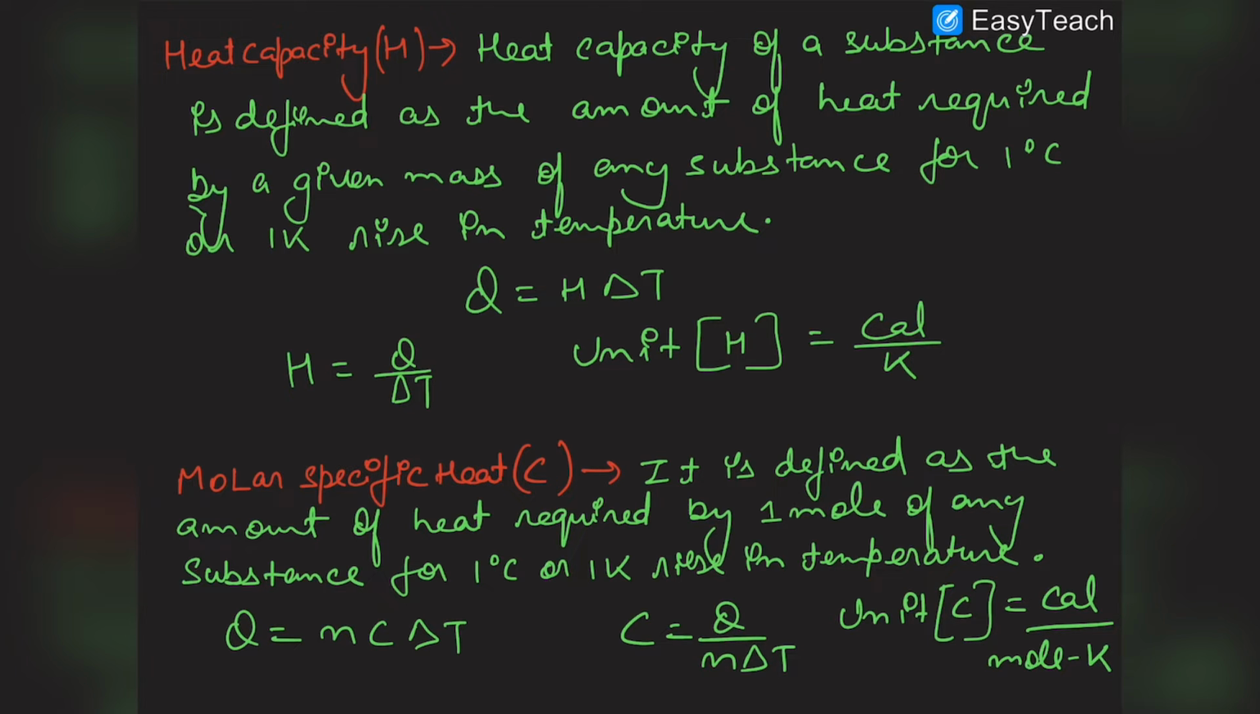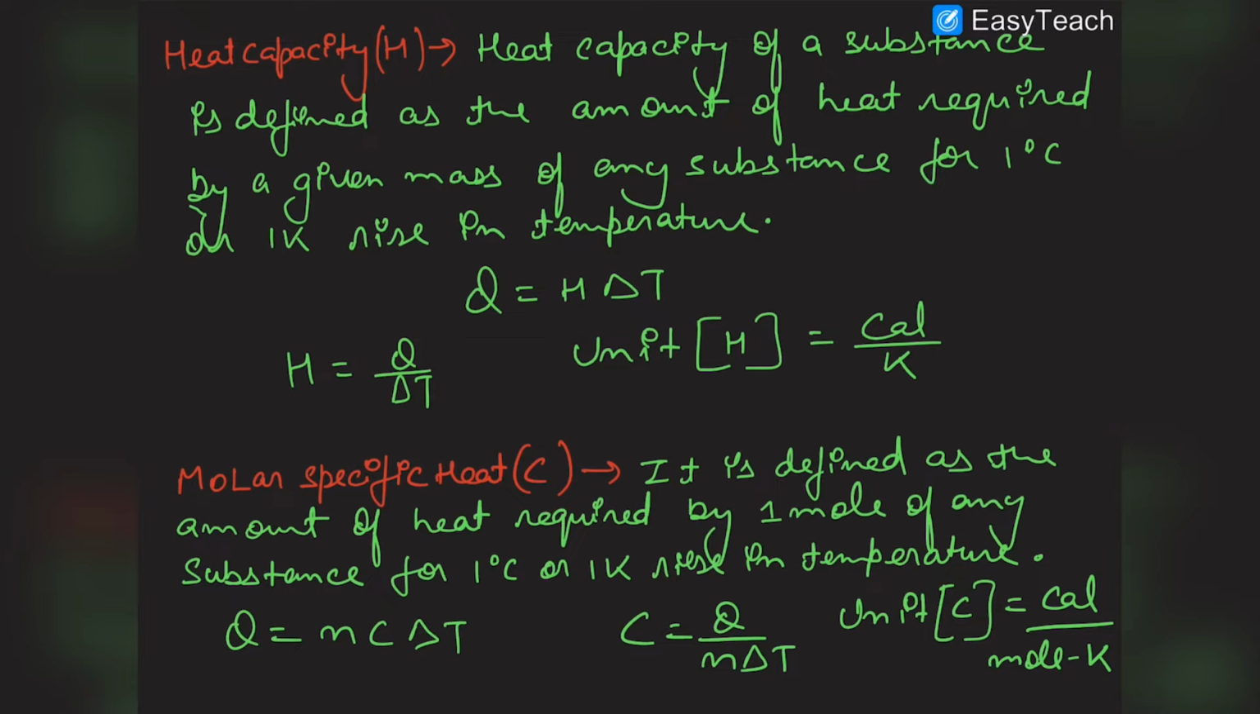But obviously the heat capacity of 1 gram of copper and the heat capacity of 10 gram of copper would be different, because heat capacity depends on the amount of substance also. So we know that Q would be equal to H delta T, because H is the amount of heat required by the given amount of that substance to show a temperature rise of 1 Kelvin or 1 degree Celsius. And to show the temperature rise of delta T, the heat required would be H delta T.